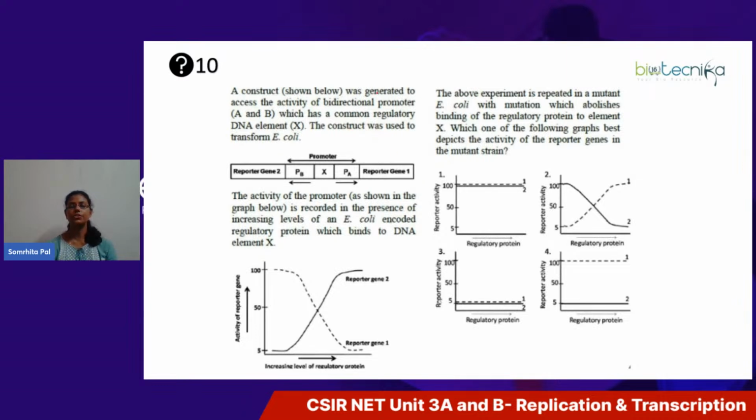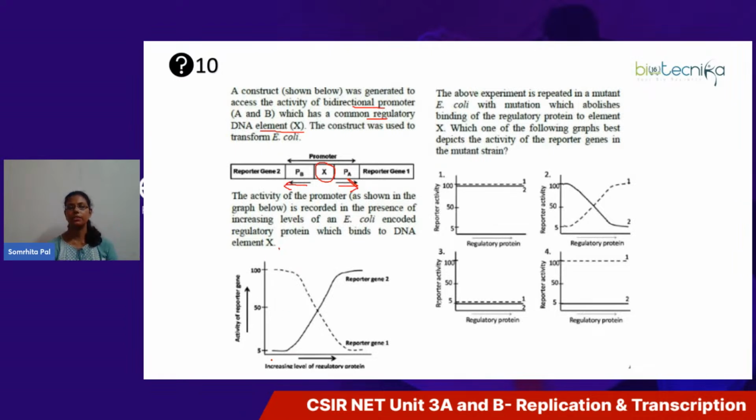So they have given you a construct that was generated to assess the activity of the bidirectional promoter. Remember, it's bidirectional, which has a common regulatory DNA element X. Okay, so this is a common regulatory element. You have a promoter which is working this side, a promoter which is working this side. Now, see, the activity of the promoter is recorded in the presence of increasing levels of E. coli encoded regulatory protein which binds to DNA element X.